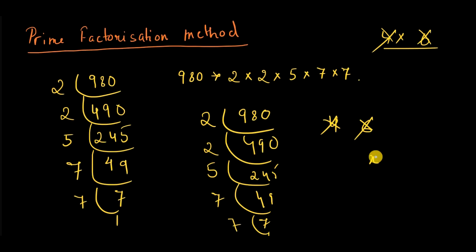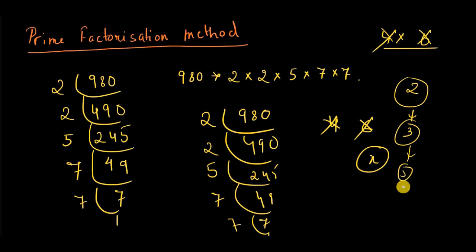So if there's a number given and you need to do it by prime factorization method, what you will do is pick the smallest prime number first, 2, then keep dividing until it's no longer divisible by 2, then go to 3 because it's the next prime number, then try to divide by 5, then 7, then the next prime number will be 11, then 13, like that. You don't need to divide by any number which is not a prime.